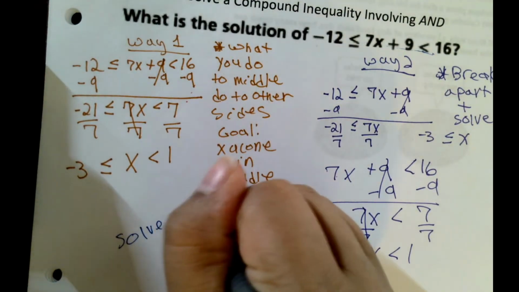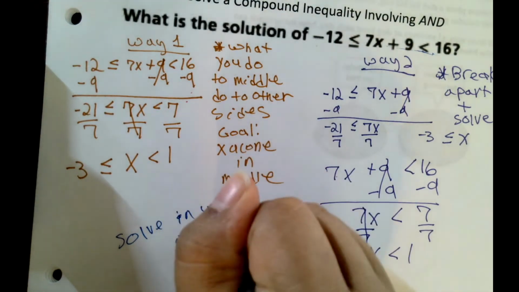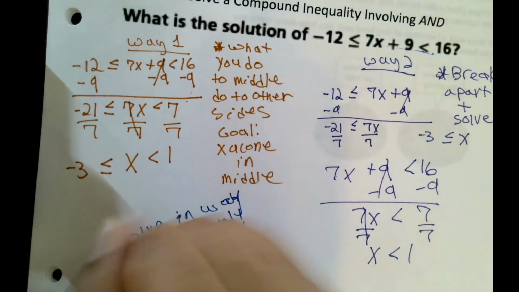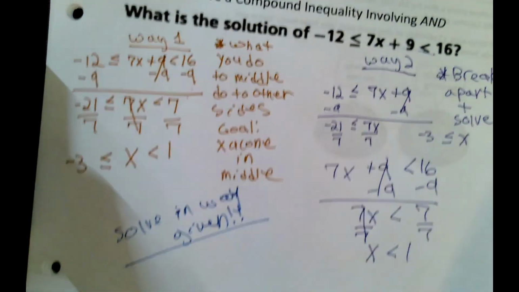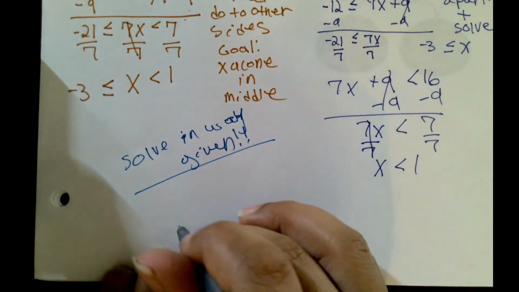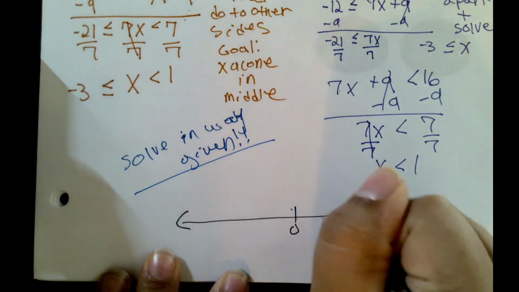But we haven't finished this. We got to solve and graph. So let's graph it. Okay, 0 in the middle, 1, 2. Then we got negative 1, negative 2, negative 3, negative 4. There we go.